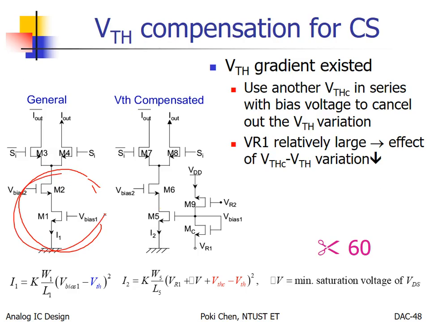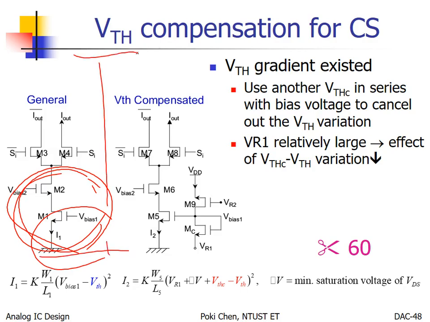For the unit current source, we need to apply bias voltage or bias voltages. It depends on whether you have a simple current source or you have a cascode. Yeah, a cascode current source is better. It's better, but it needs higher operation voltage. Okay. Anyhow, what is the problem?